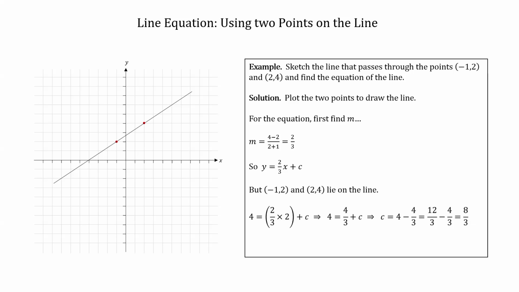So now I already had the gradient, I now have the y-intercept, so I can write down the equation of the line. So the equation of the line is y equals 2 over 3 x plus 8 over 3. So that's how to find the equation of a line when given 2 points which lie on the line. You just find the gradient and you find the y-intercept.